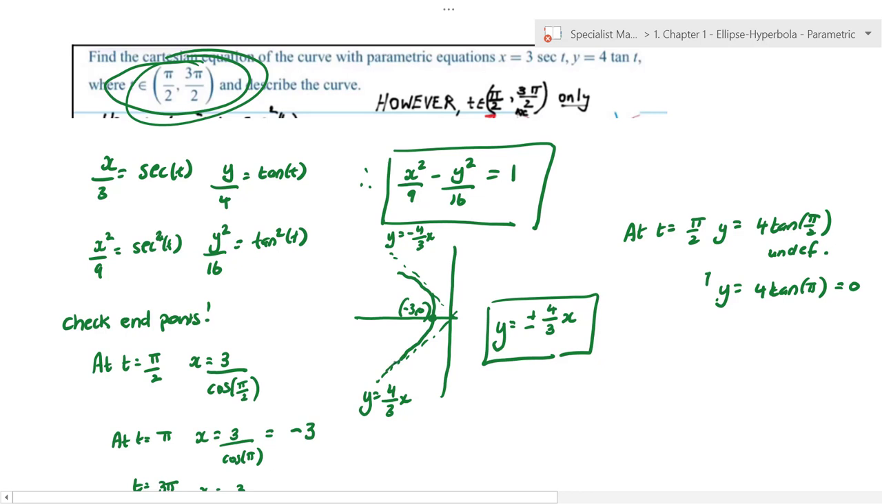And of course, it's one of those ones where, as time goes from pi on 2 to 3 pi on 2, it's approaching, or is undefined, which means it's approaching an asymptote. So that's really as hard as it gets.